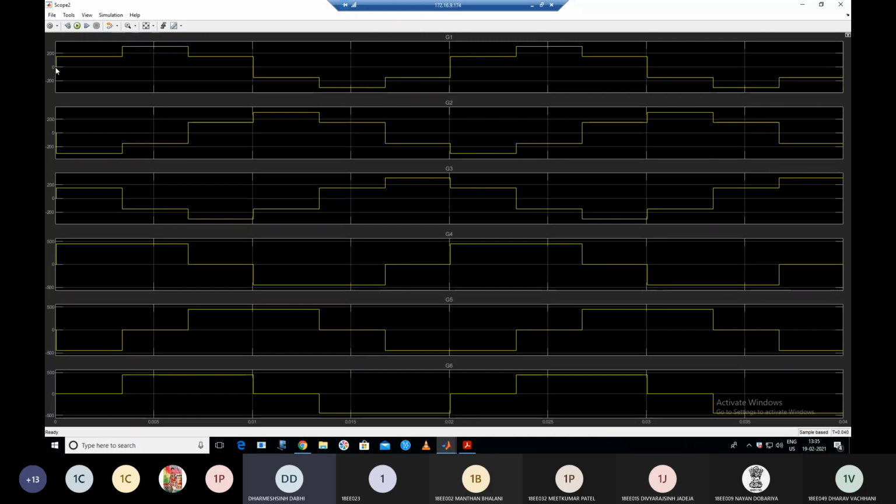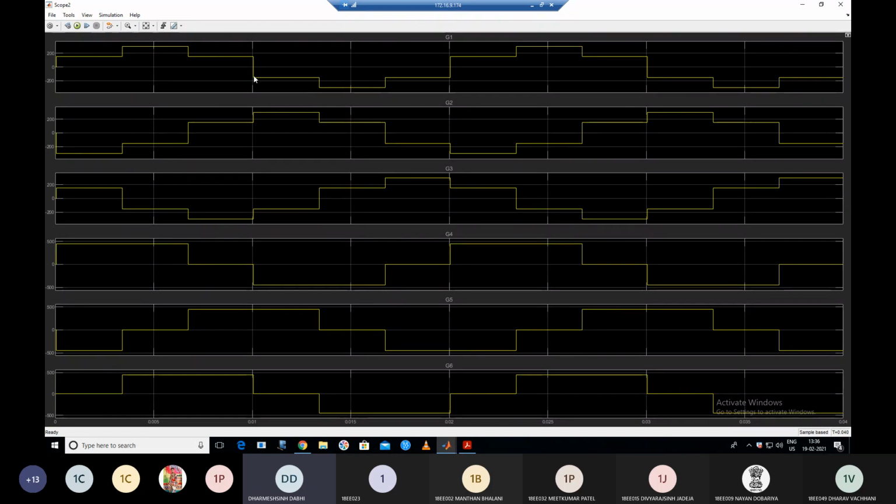So you can see that A phase, B phase and C phase voltage, you get the 6-step waveform. This type of waveform is called the 6-step waveform because in one cycle you get 6 steps. Between 0 to 60 degree you get Vs by 3 voltage. Then 60 to 120 you get 2 Vs by 3. Then 120 to 180 in this duration you get Vs by 3.